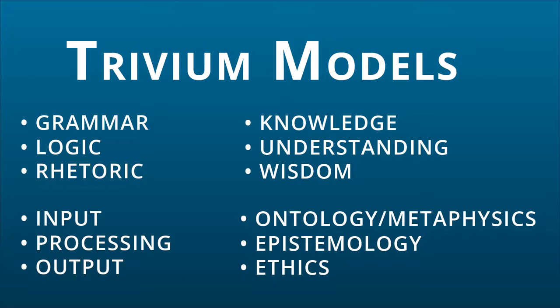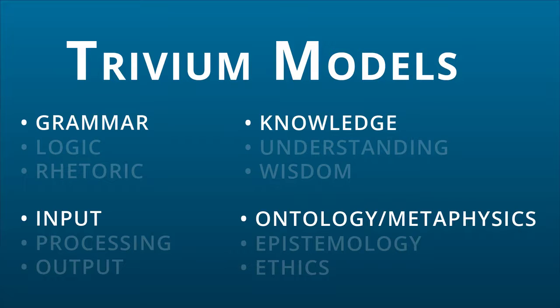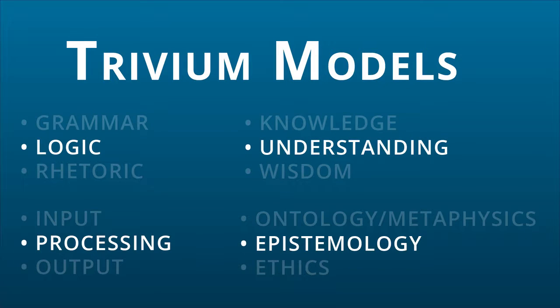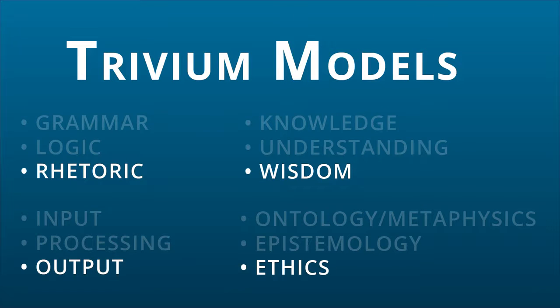The positions in each model refer to the same aspect of the Trinity, such that the trivium method can be looked at as following these three steps, each having word symbols that represent what is happening. The first part is grammar, input, knowledge, or ontology. The second part is logic, processing, understanding, or epistemology. And the third and final part is rhetoric, output, wisdom, or ethics.